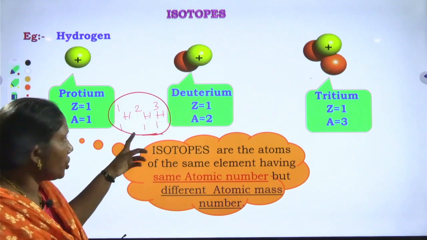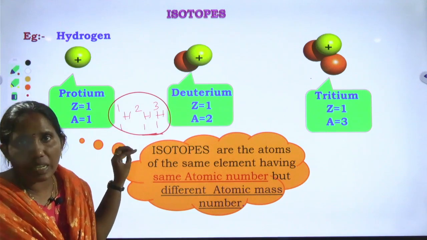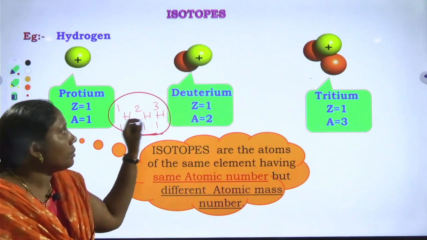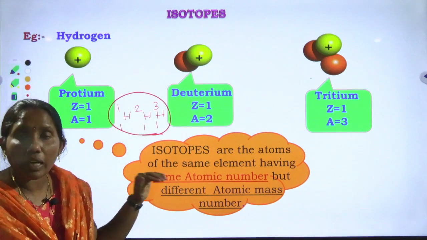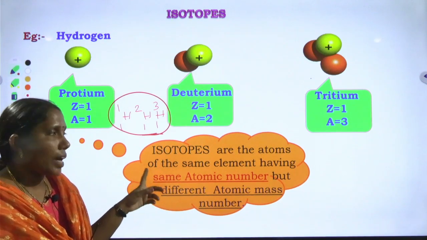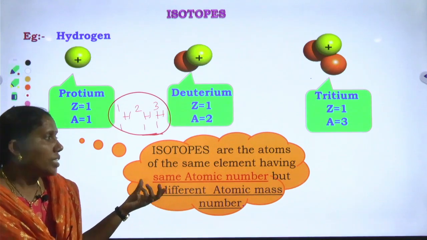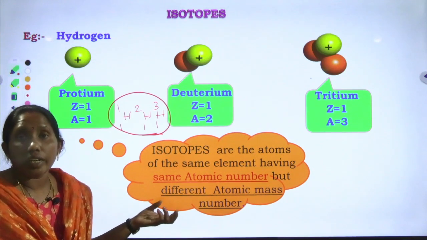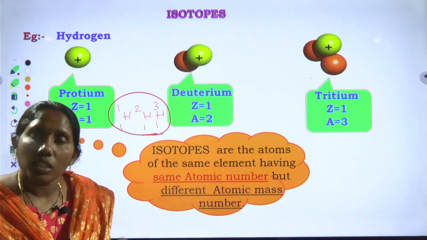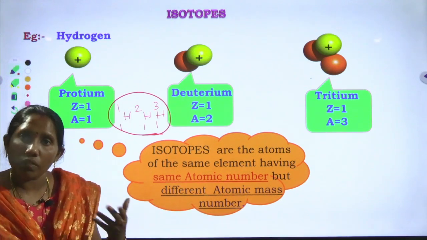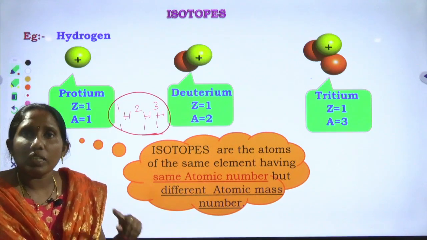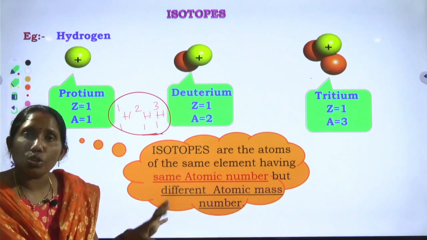If you observe clearly, for protium, deuterium and tritium the atomic number is the same, 1, 1, 1. But the mass number for protium is 1, deuterium is 2, tritium is 3. So the mass number is differing but the atomic number is the same. Those are called isotopes. Isotopes are atoms of the same element having the same atomic number but different mass number. Same atomic number means it will always be the same element, right? Same element with same atomic number but different mass number are said to be isotopes to each other.